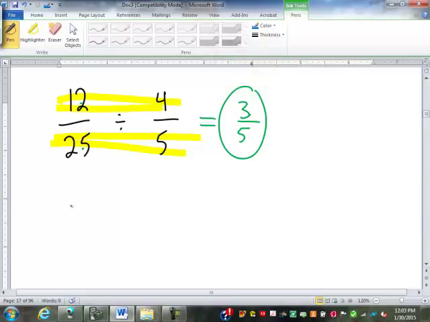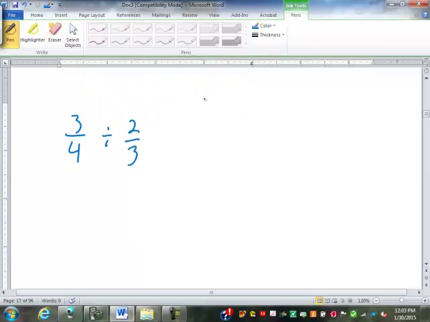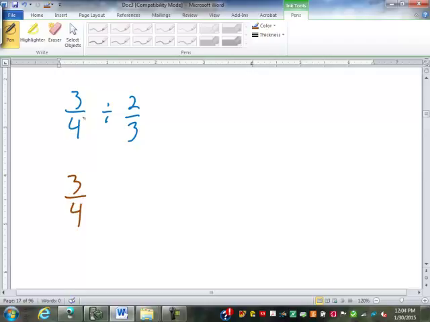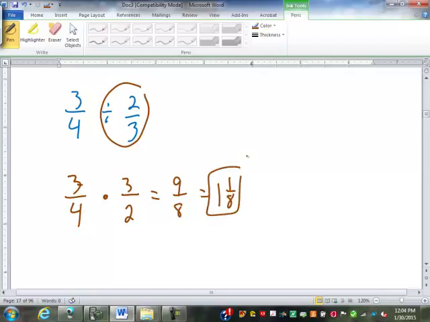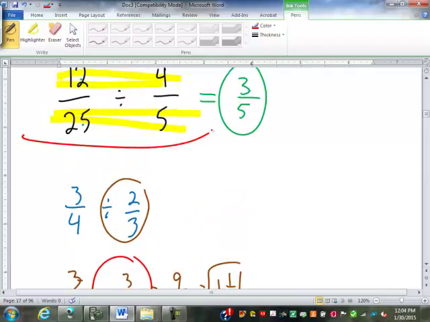The problem is we run into things like this. 3/4 divided by 2/3, where the numbers don't come out. 3 divided by 2 doesn't come out to be a nice even whole number like that. So the way we were taught to do this is the first number doesn't change, but instead of dividing by 2/3, we multiply by the reciprocal of 3 over 2. So it's 3 times 3 is 9, 4 times 2 is 8. 9/8 or 1 1/8. So the question is, where did this come from? Where did multiplying by a reciprocal come from? Well, believe it or not, it comes from this.